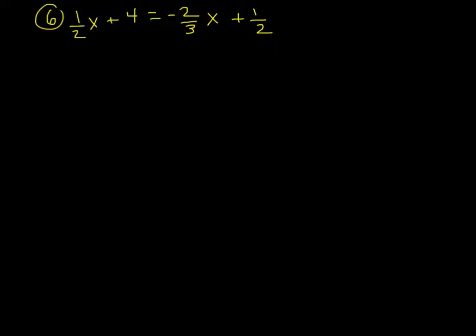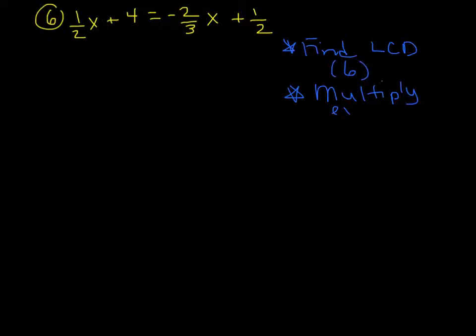So what you're going to do is you are going to figure out the least common denominator. In this case, I have denominators of 2 and 3, so my least common denominator is going to be 6. Then I'm going to multiply everything in that equation by 6. And I'll show you what happens when I do that.